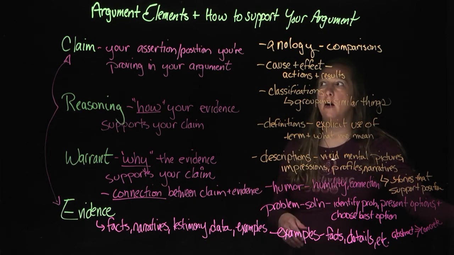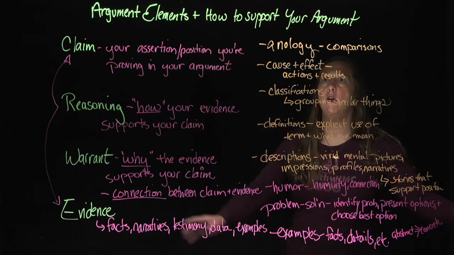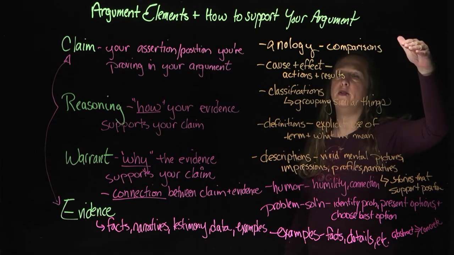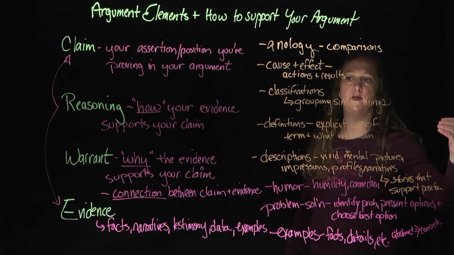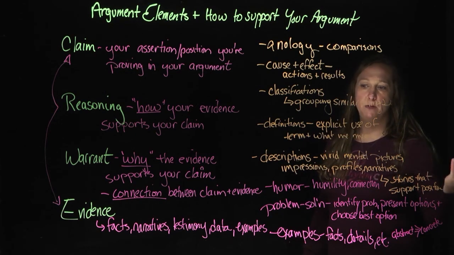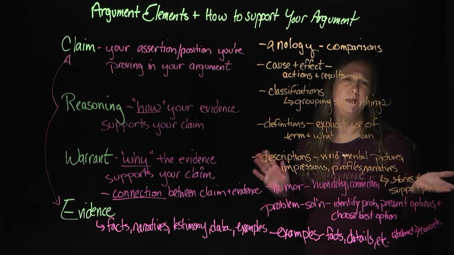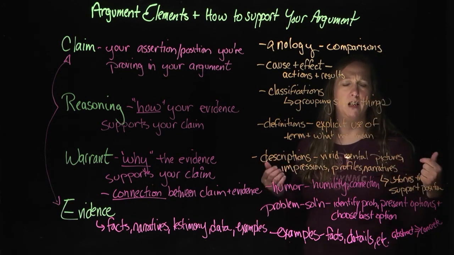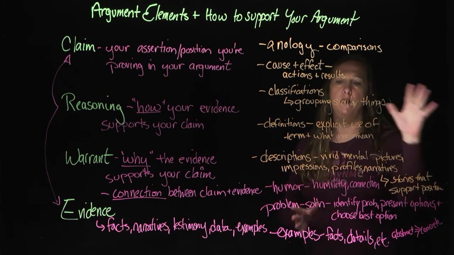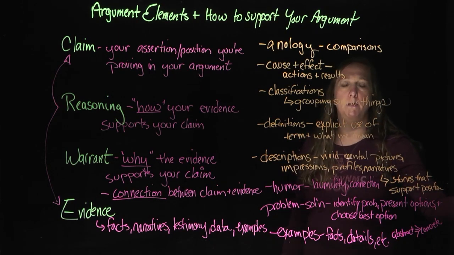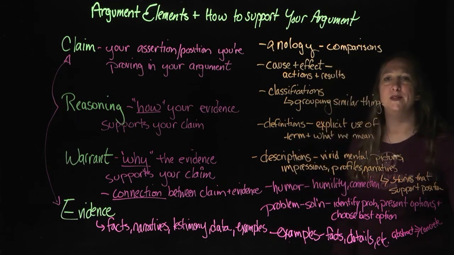So our supports to our arguments, now that we've defined the elements of our argument, our supports are going to be analogy, cause and effect, classification, definition, descriptions or descriptors, humor, problem solution formats, and examples. And all of those elements, you can choose some, probably don't want to choose all because that would be a little tedious, but all of those different pieces can be ways you can support your argument in your argumentative writing.